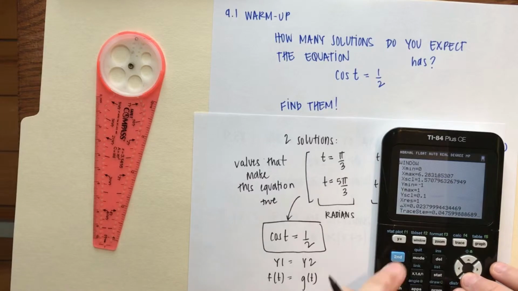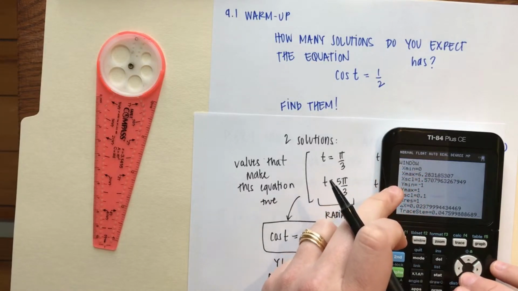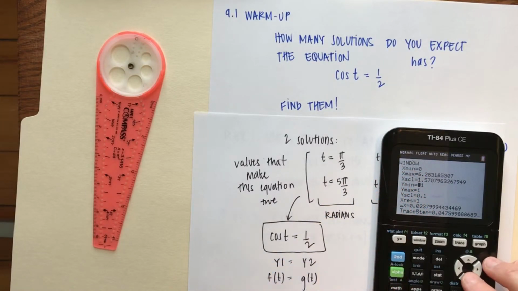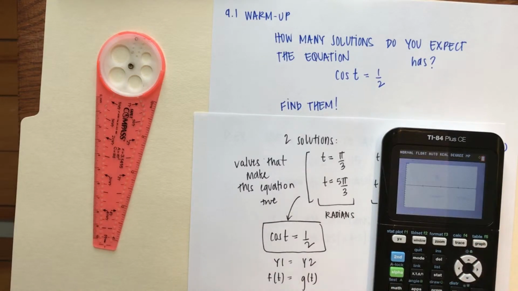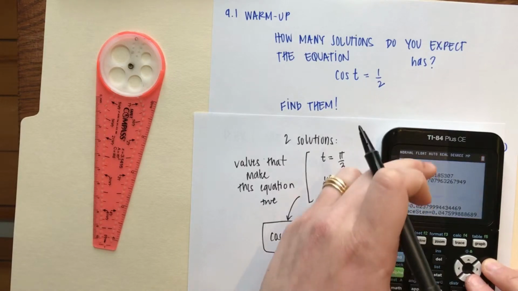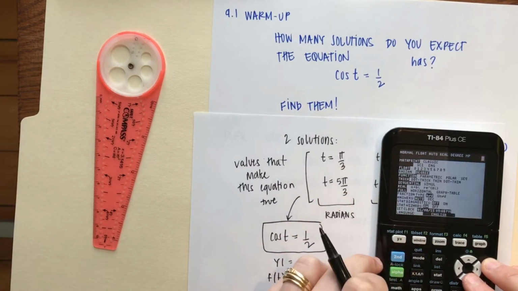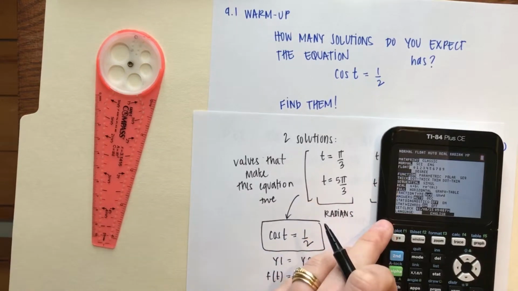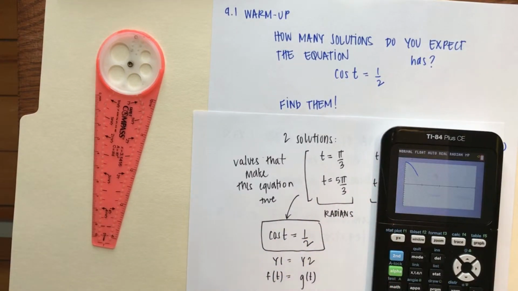I always check my window. Right now I have 0 to 2 pi, 1 revolution. Every pi halves, -1 to 1, that's fine. So when I look at my graph, something is wrong. Oh, I know. My window is set in radian mode, yet in my mode I'm in degree mode. So I'm going to change to radian mode and get a better graph.